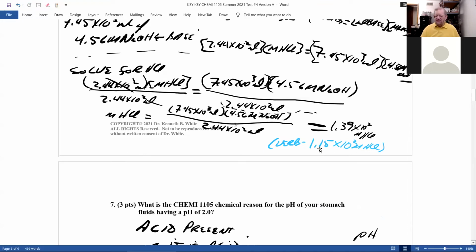For version B, it's identical. Only one or two of the numbers were changed, and you get 1.15 times 10 squared molarity HCl. If you had improper significant figures, I took off a point.